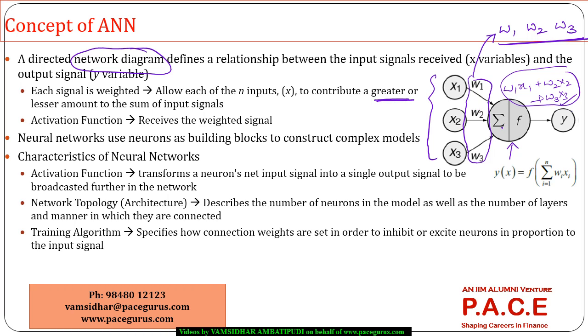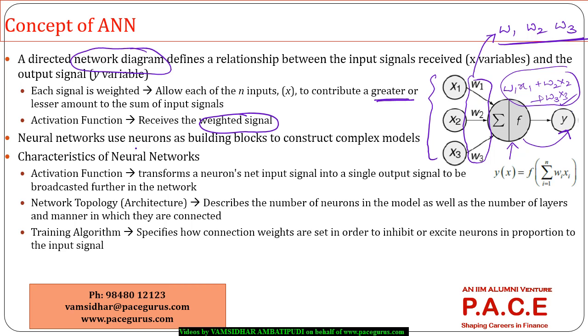So that input that is coming is what we are calling an input signal, which is a weighted input signal. The activation function receives this weighted input signal, processes it, and then links it to the output variable. That is the typical structure that goes into a neural network.